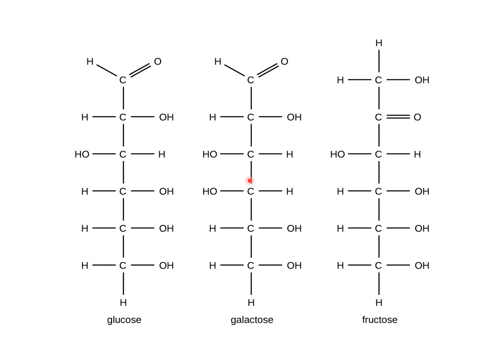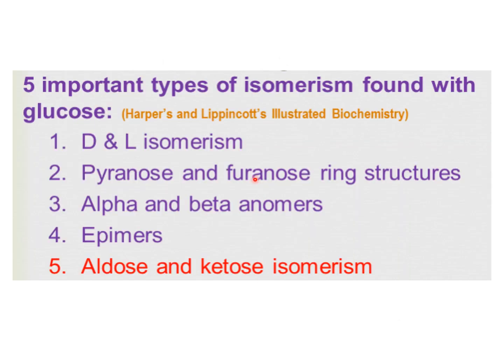Now, consider the structures of glucose, galactose, and fructose, which are the three most common monosaccharides. They have the same number of carbon atoms and the same elements present, carbon, hydrogen, and oxygen, but they differ in their properties as well as the spatial arrangement. Aside from that, fructose has a ketone group compared to the aldehyde group present in glucose and galactose.